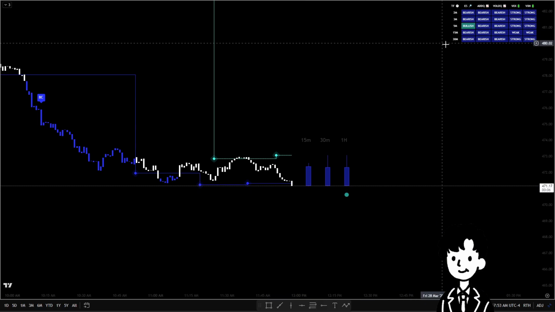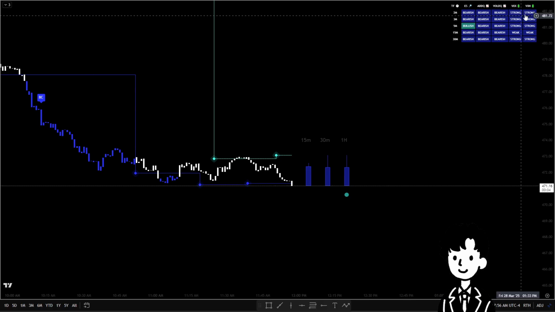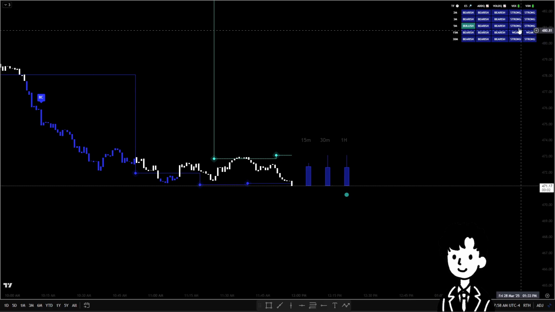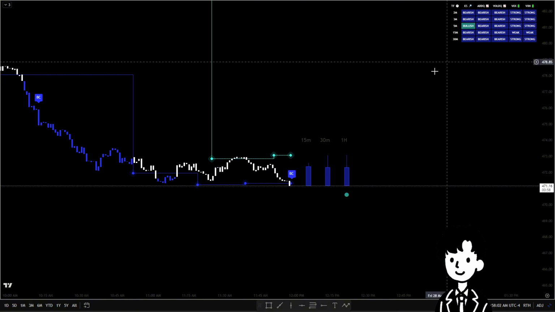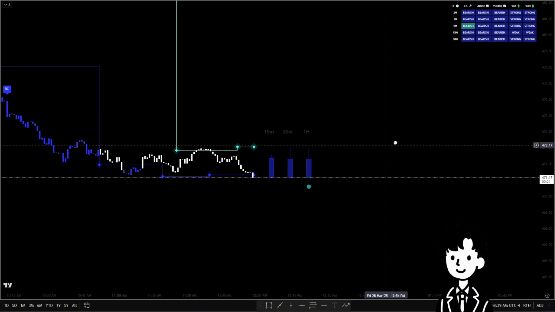We have our dashboard up here showing that the volatility is strong on the bear side. Market internals: ES is also just ripping down. So this is really good stuff.